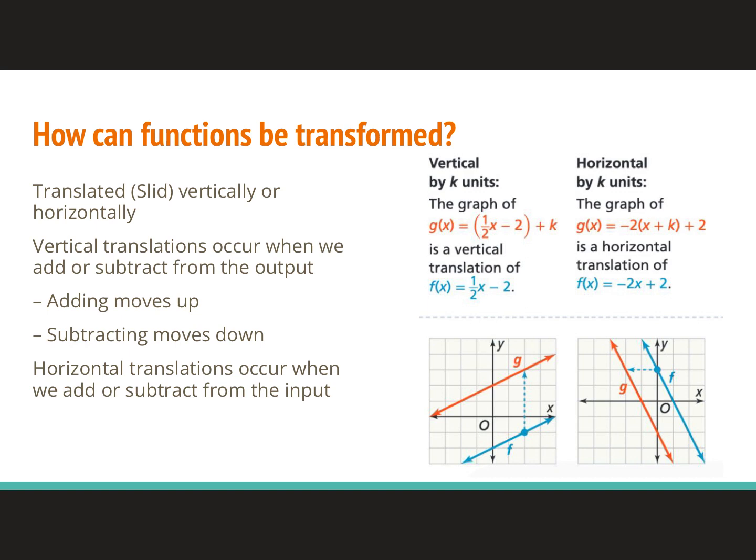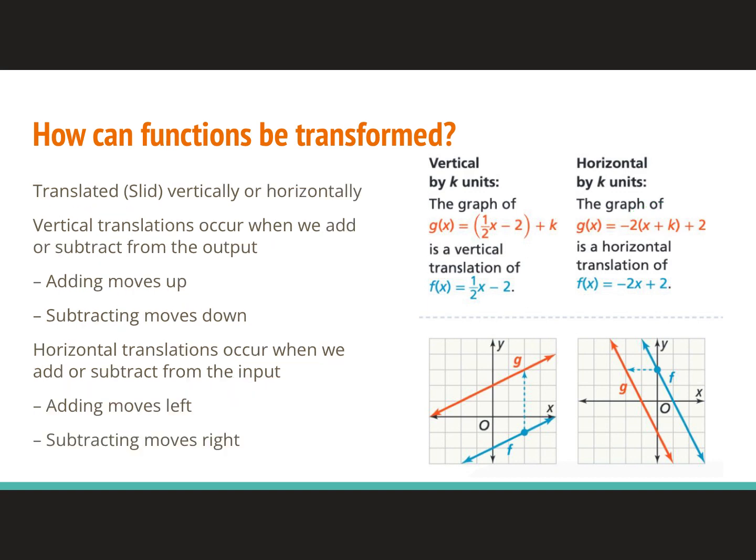Horizontal translations occur when we add or subtract from the input. You'll notice over here, x was replaced with x plus k. That's adding to it. Now, if you wanted to see what this would look like normally, you could multiply it back out and then combine your like terms. But in this case, instead of adding moving it positive, adding moves it to the left. So when we're talking about adding or subtracting our input, it sort of goes backwards. Adding moves it left. Subtracting moves it right. So remember that for horizontal changes, it always seems backwards. Adding moves left, moves it to the negative. Subtracting moves to the right.